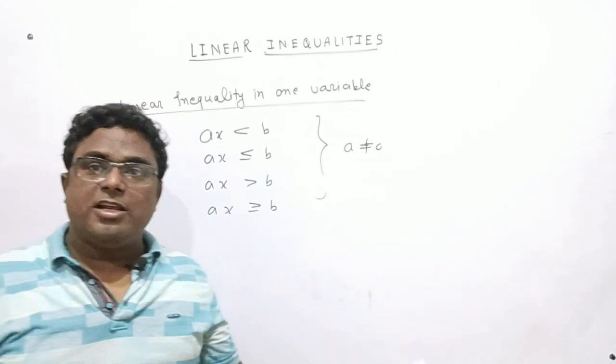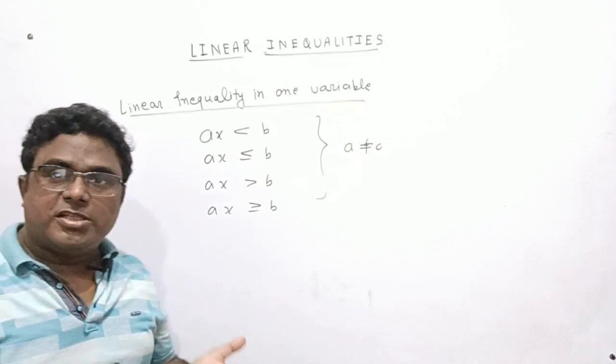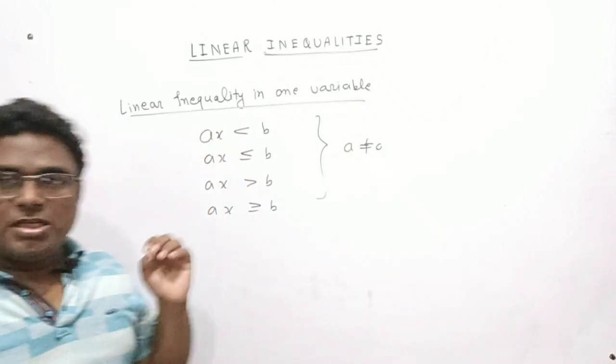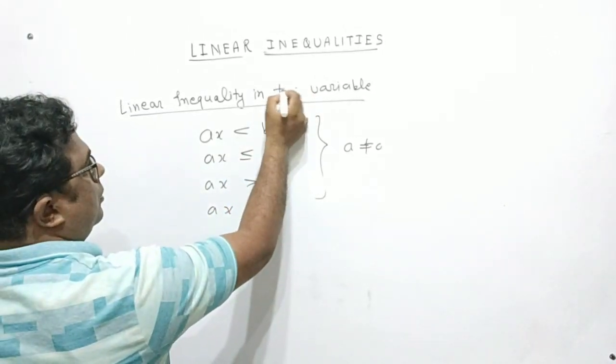Why do we say one variable? Because only one variable x is present there. And why do we say linear? Because the power of x is 1. Now the next thing is linear inequality in two variables.